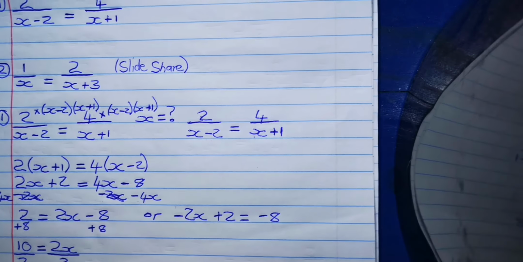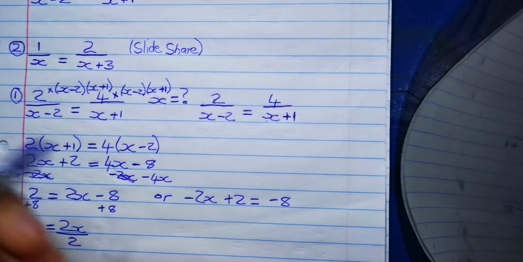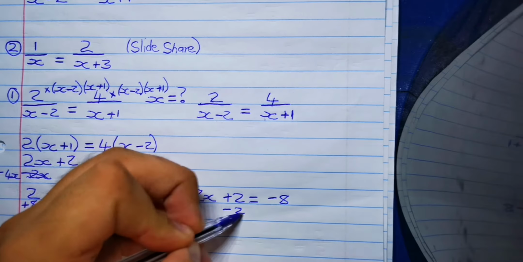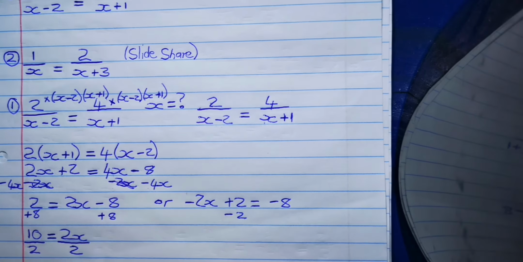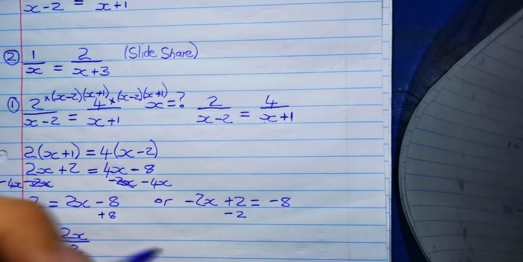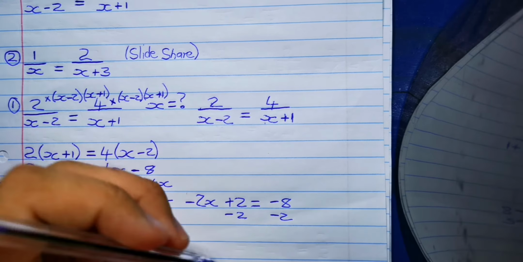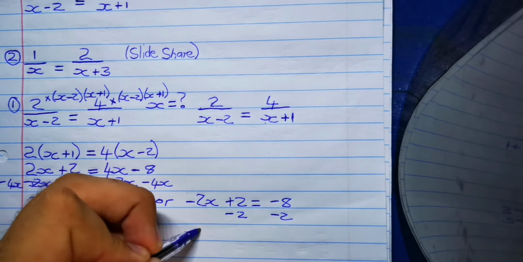So now I'm going to show you the other way. So now we have to get rid of this plus 2, so we subtract 2 on the left side. But because we subtracted 2 on the left, we also have to subtract 2 on the right. So now we're left with minus 2x.